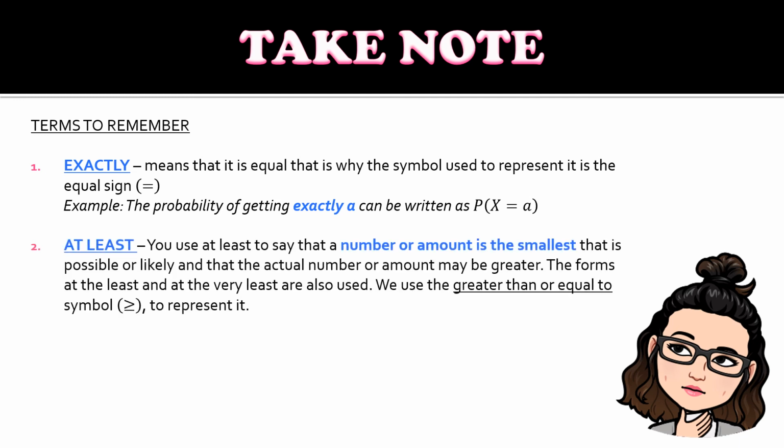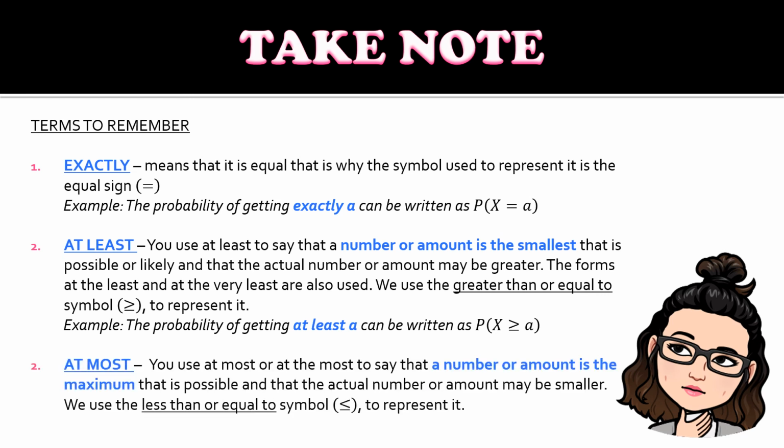For at least, you use it to say that a number or amount is the smallest that is possible or likely and that the actual number or amount may be greater. The forms at the least and at the very least are also used. We use the greater than or equal to symbol to represent it. For example, the probability of getting at least A can be written as the probability of x is greater than or equal to A.